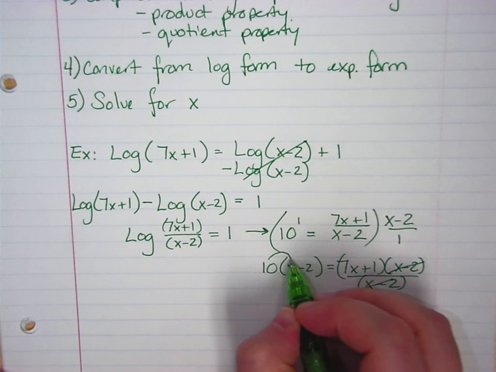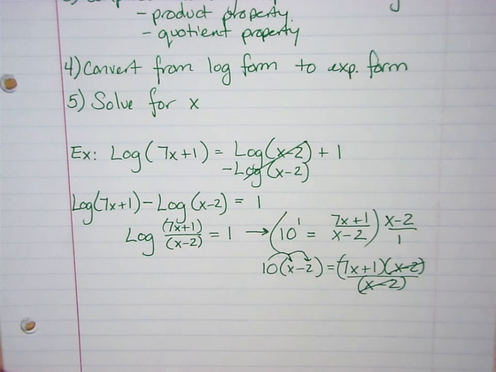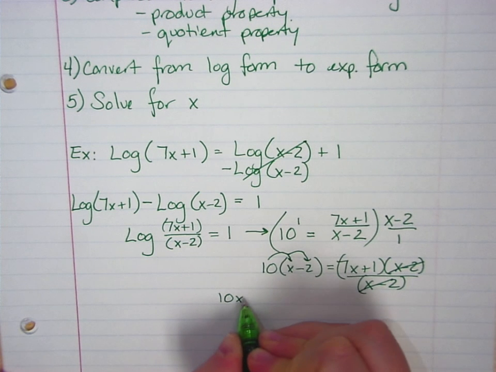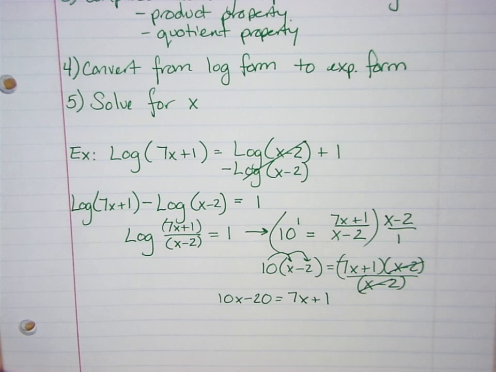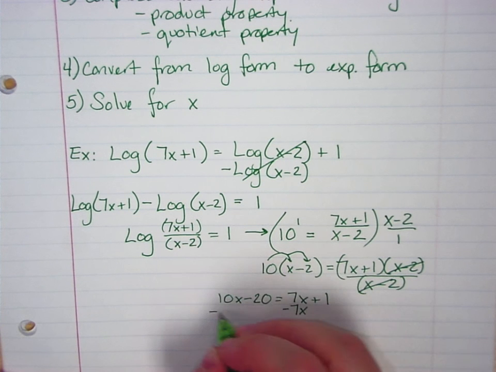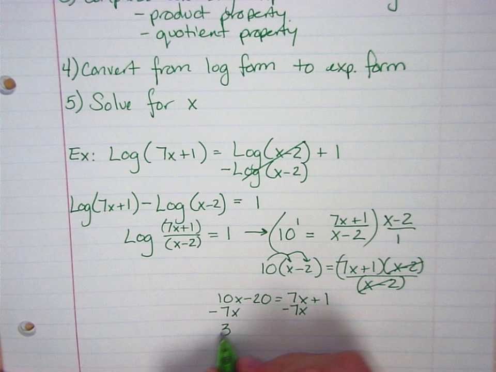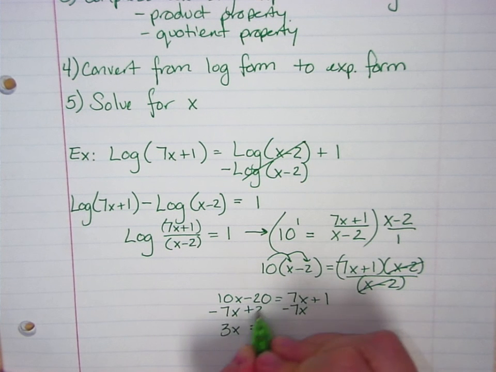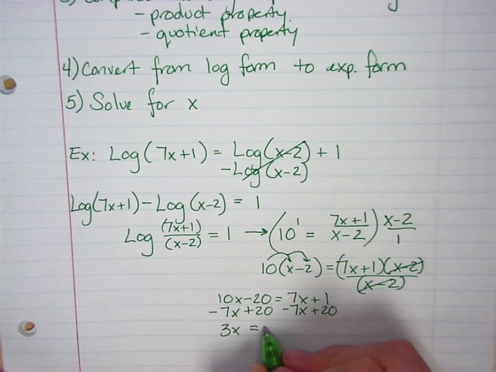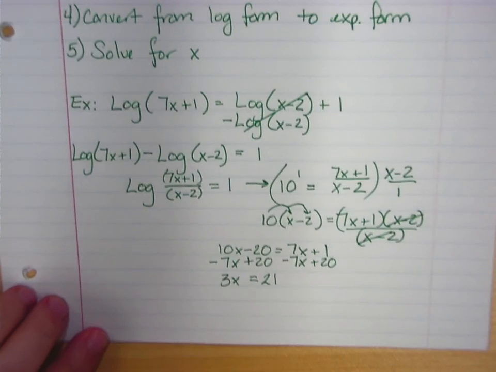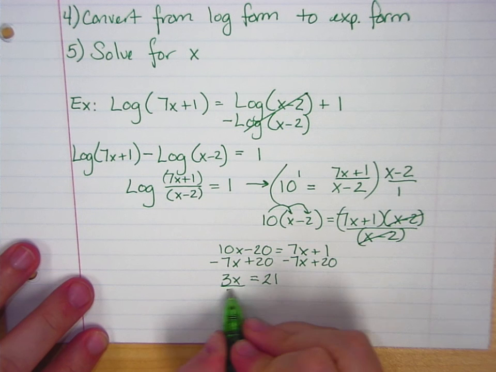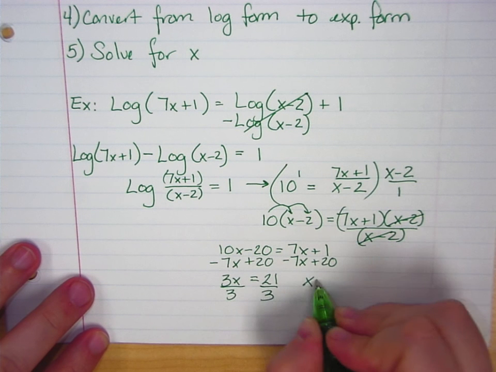I'm going to distribute this 10 into both pieces of this parentheses. That makes it 10x minus 20. And that's equal to the 7x plus 1 that's remaining on the other side. I want to get all of my x's to one side and all of my numbers to the other. So I'm going to subtract 7x from both sides. That leaves me with 3x. And I'm going to add 20 to both sides, which gives me 21 on the other side. Then I'm going to divide by 3 and find that my answer is x equals 7.